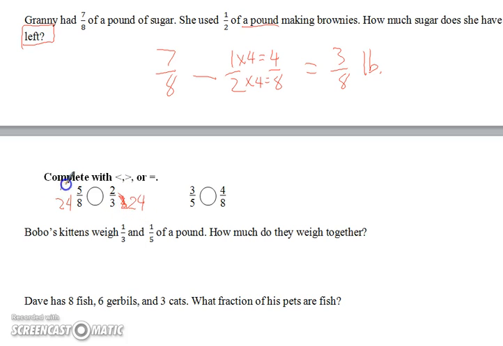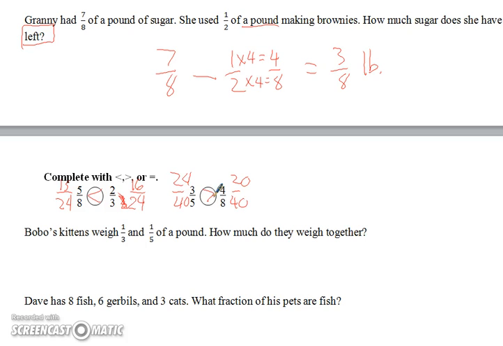5 times 3 is 15. 2 times 8 is 16. 16/24ths is more than 15/24ths. Over here, 5 times 8 equals 40. 3 times 8, 24. 4 times 5, 20. 3/5 is more than 4/8.